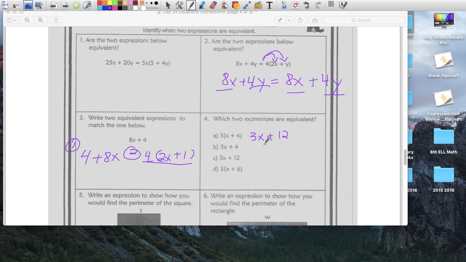Is there anything else that looks like this? Yes, C. So A and C are the same, because they both have 3x and they both have 12. Is there anything else the same? Nope. And the bottom one, 3x plus 3 times 6, would be 3x plus 18, so nothing else. The only ones that are the same are C and A. But in A you have to actually do the distributive property to turn it into 3x plus 12.